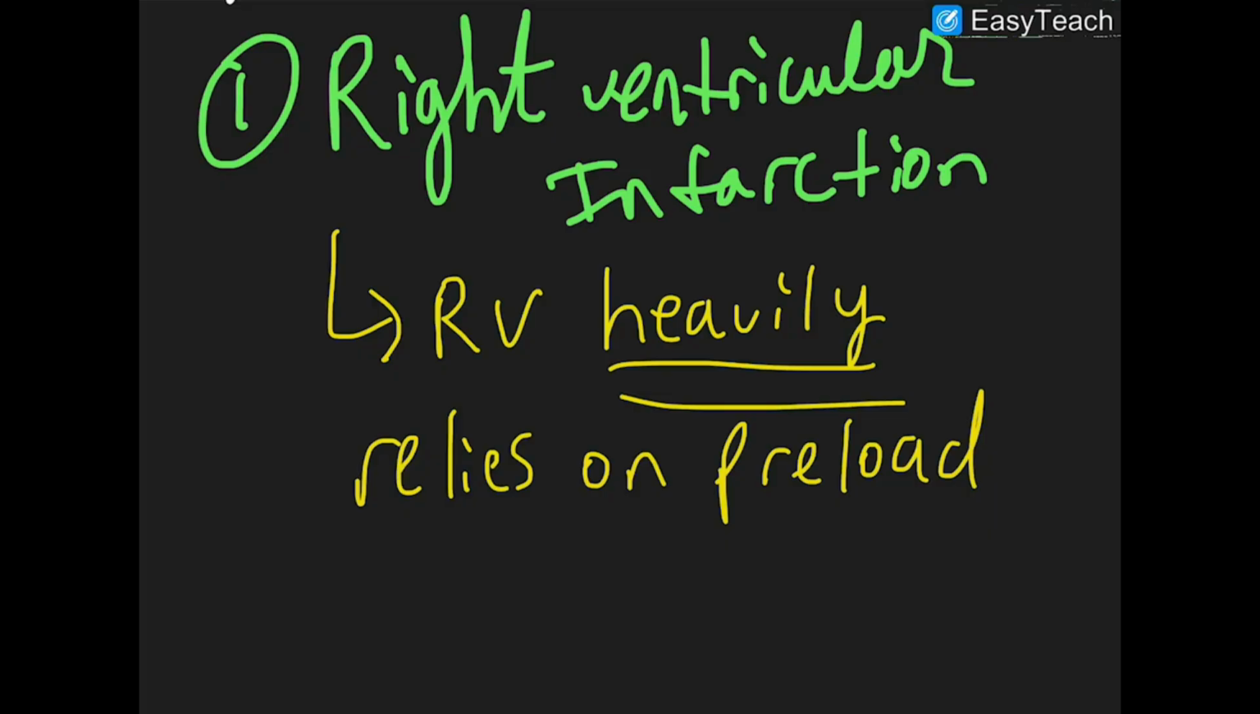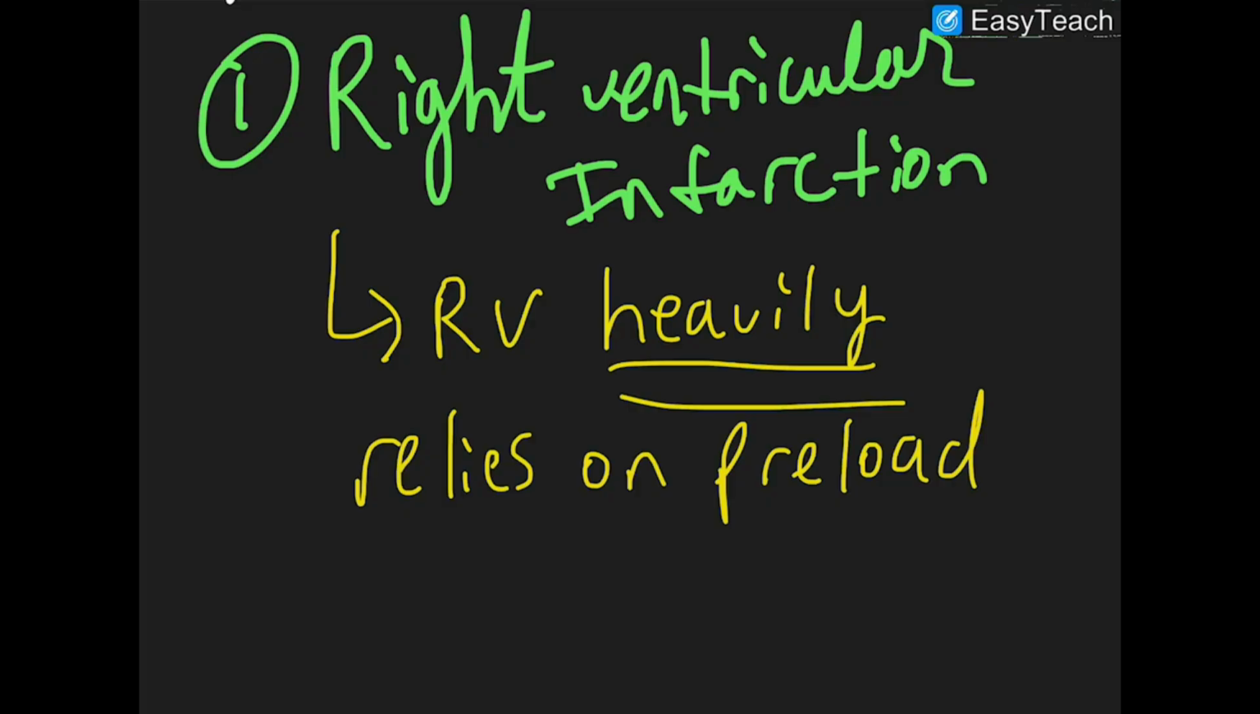Okay, so that it can pump that blood to the lungs, get that blood oxygenated, so your left ventricle can then take that oxygenated blood and pump it to the body. But what do nitrates do? They reduce preload by a good amount. How? Because they dilate your veins.